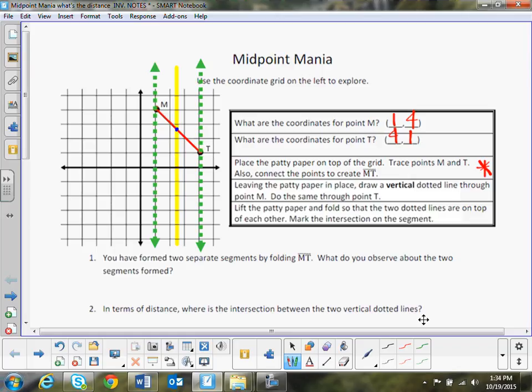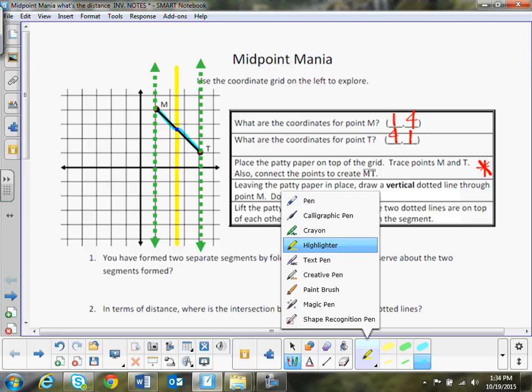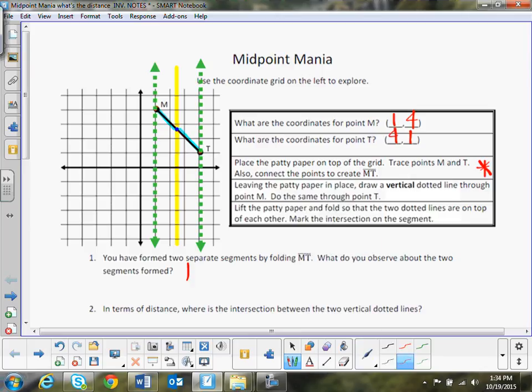All right, let's go to number 1 now. It says you have formed separate segments by folding. What do you observe about these two segments? Okay, so I'll highlight those in, I don't know, blue. So you have this one and this one. What do you notice about those two segments? Write that down in number 1. They're the same size, okay, whatever you think.